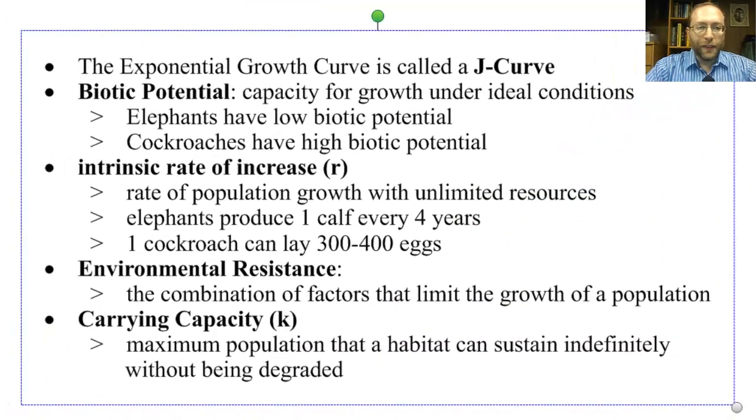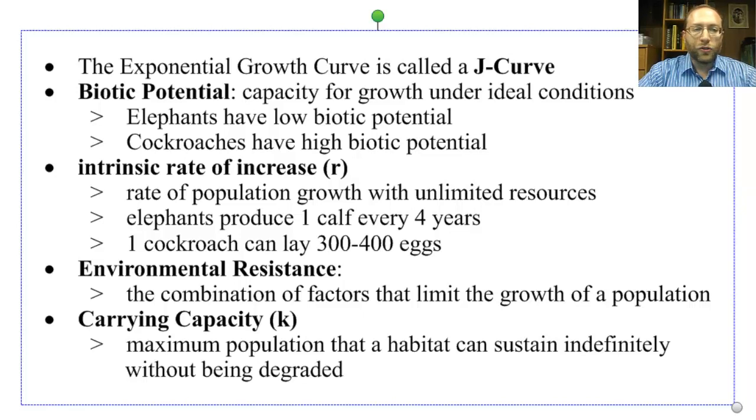Now we're going to get into some definitions. That exponential growth curve is called a J curve because it looks like the letter J. Biotic potential is one of the forces, and that is the capacity for growth under ideal conditions. So these are the things which would increase the growth rate. Elephants have a low biotic potential because their natural rate of increase is very, very low, while cockroaches have a very high biotic potential.